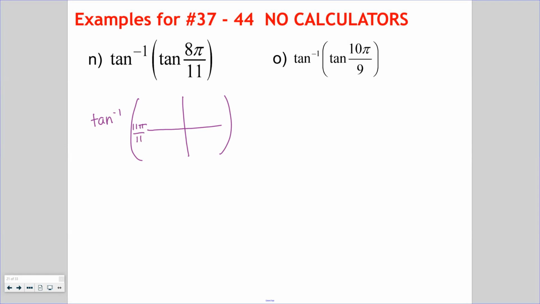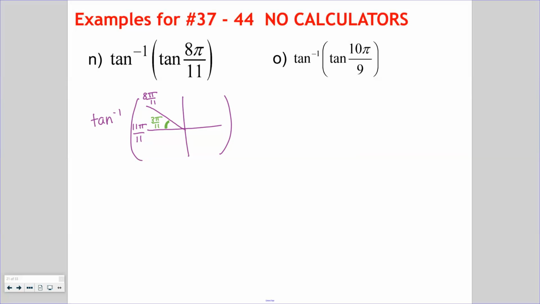I can unsimplify that. So 8 pi's over 11 are going to sit somewhere over here, right? And then I'm just going to make a mark that this angle in here, that is the difference. That is 3 pi over 11. Because if I have 8 pi's over 11, I need to add 3 pi's over 11 to get to that pi radians or 11 pi's over 11.